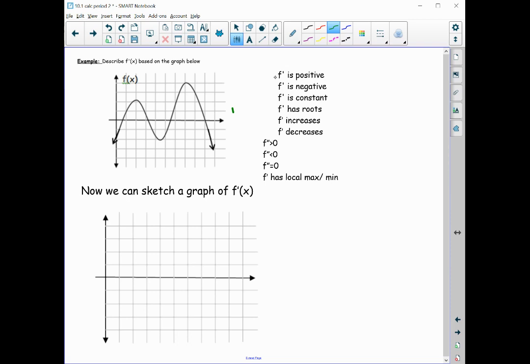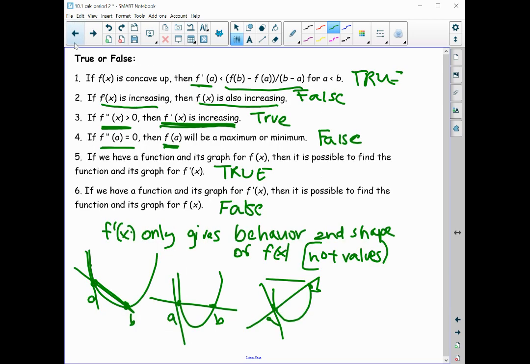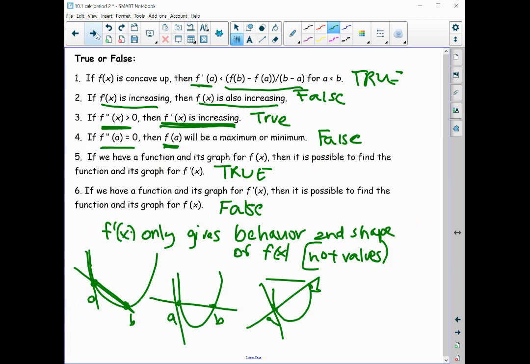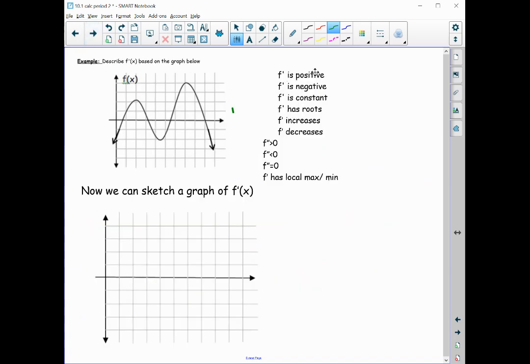So f prime is positive. Well, I always have to ask myself, who am I looking at and who are they asking me about? And then I'm going to go all the way back to this little chart here, and I'm going to keep thinking about this chart over and over again. Okay, so f prime is positive. What does that mean for f of x? That means f of x is increasing. So this is going to be negative infinity to 2 union 4.5 to 7.